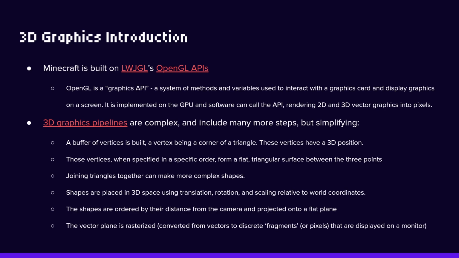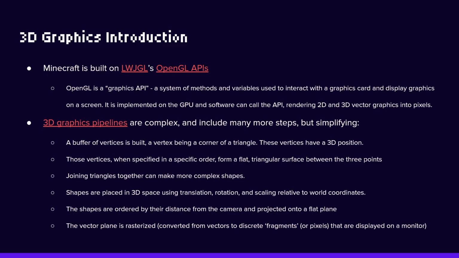Basically, the way a 3D graphics pipeline works is you have a buffer of vertices, or a vertex in the singular form. That's the corner of a triangle. Each of these vertices has a 3-dimensional position that describes a plane between them. So you have a triangle, and it has a plane inside of it. When you specify those vertices in the right order, they form a flat triangular surface between the 3 points, so a plane.